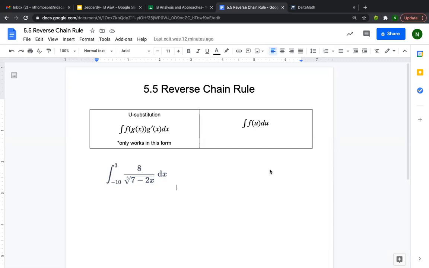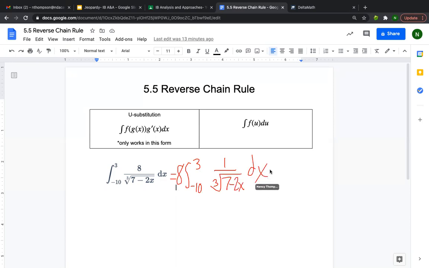Okay, so the first step, one of the rules that goes along with integrals is that if you have a coefficient being applied to a term, it can be factored out of the integral, meaning that this could be rewritten as 8 times the integral from -10 to 3 of 1 over the cubed root of 7 minus 2x dx.